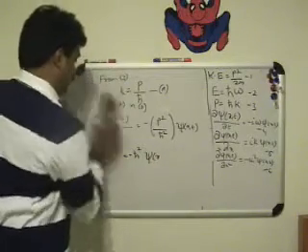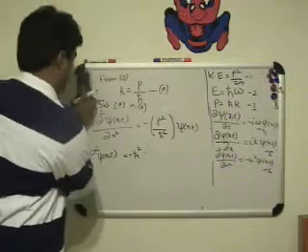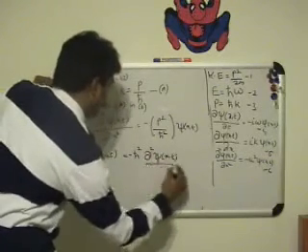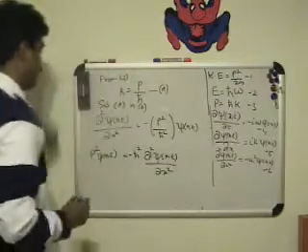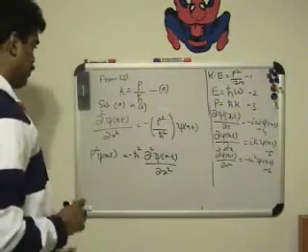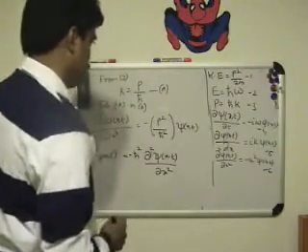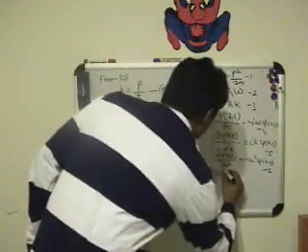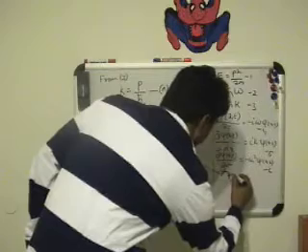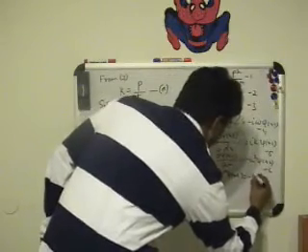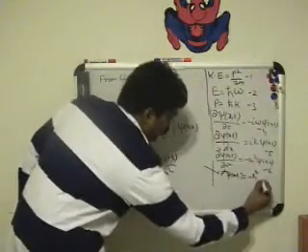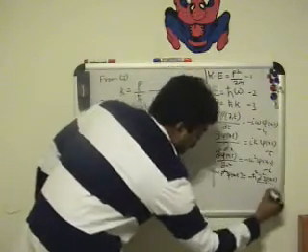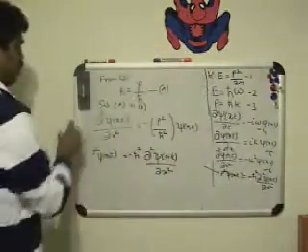Dou squared psi of x comma t by dou x squared, right? Okay, so let me store this one too here, right? So p squared of psi of x comma t is equal to minus h bar squared, again the second order derivative. Okay.